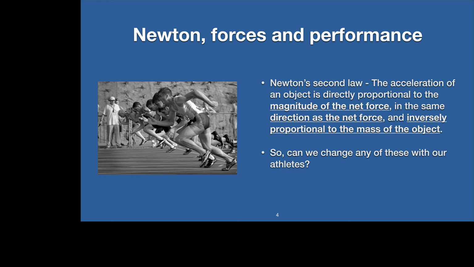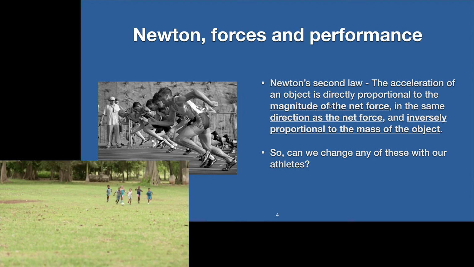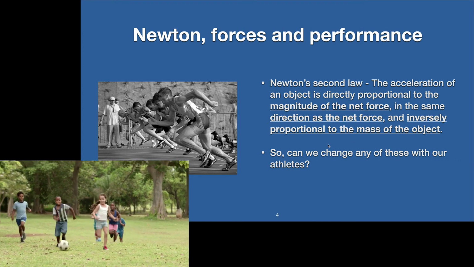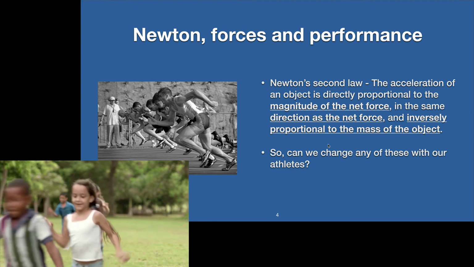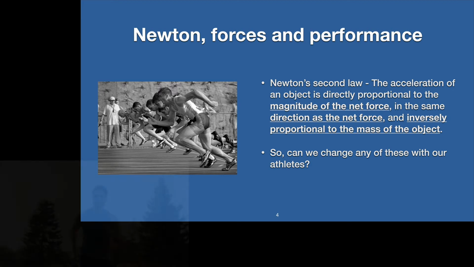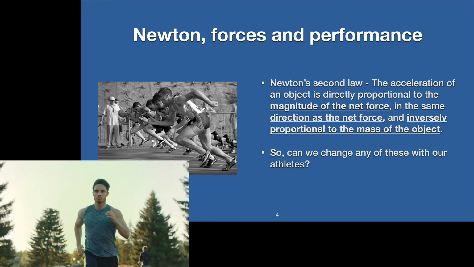So Newton's second law tells us that the acceleration of an object is proportional to the magnitude of the net force, in the same direction as the net force, and inversely proportional to the mass of the object. So this builds upon the first law, right? The first law, the law of inertia, says the thing's not going to move until we apply a force. The second law gives us even more information. It says the acceleration of that object, when we apply a force upon it, is proportional to the magnitude of the net force, the direction of the net force, and inversely proportional to the mass of the object.